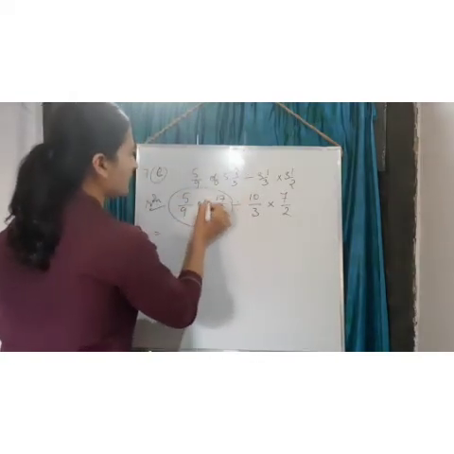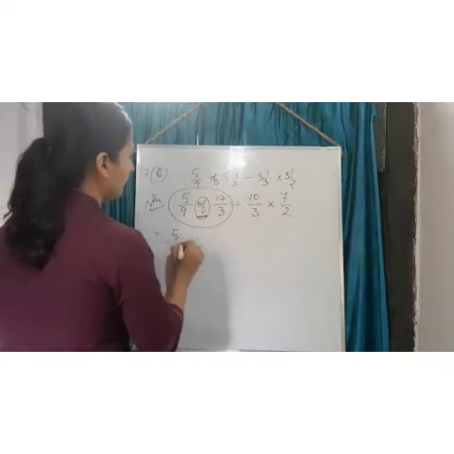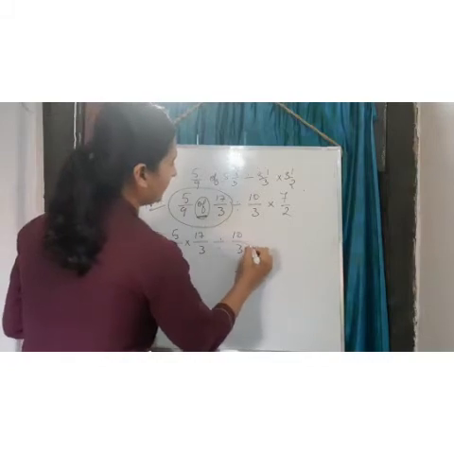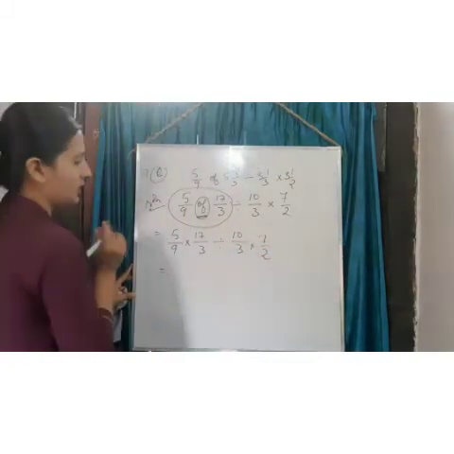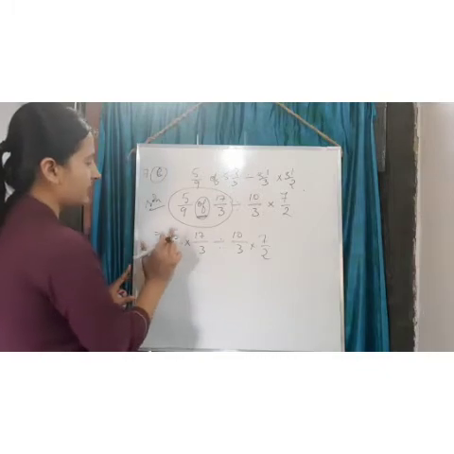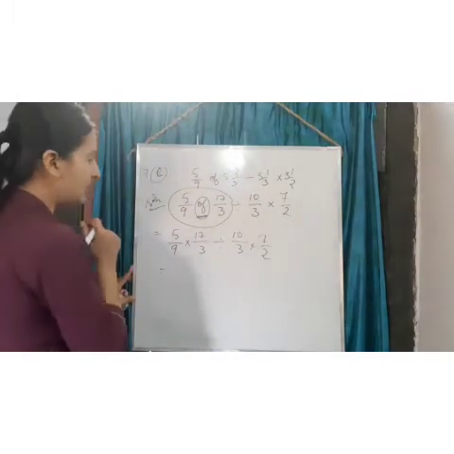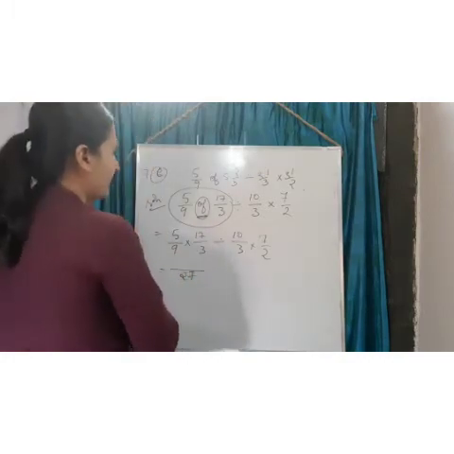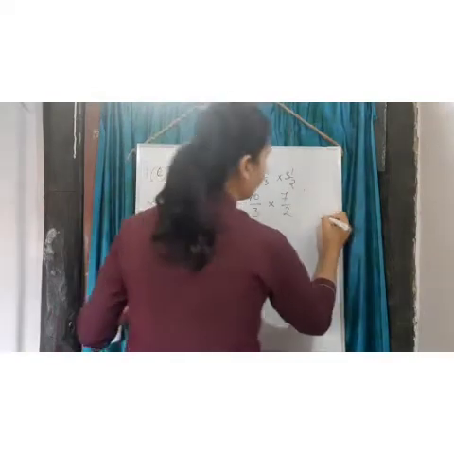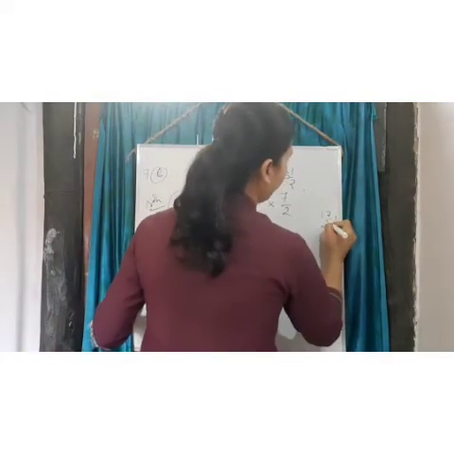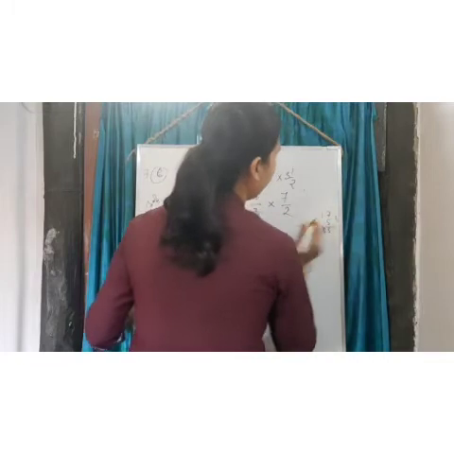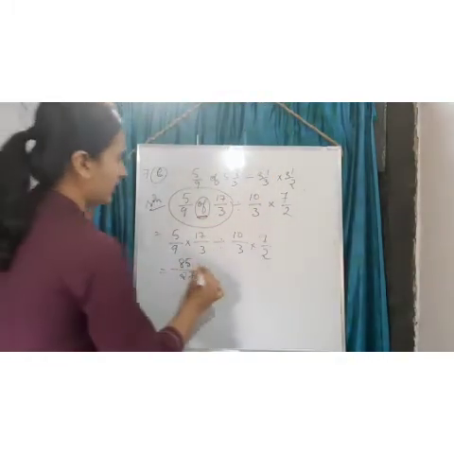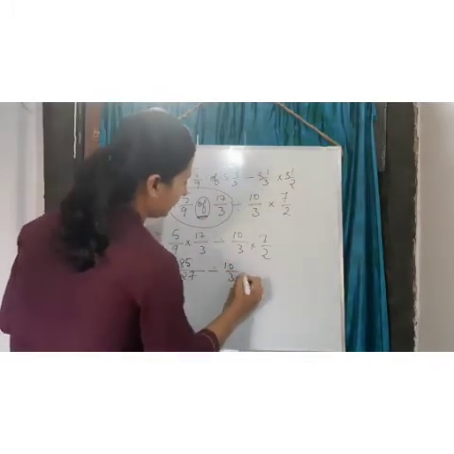First we have to solve the "of": 5/9 of 17/3, divided by 10/3 times 7/2. This is not divisible, right? So what shall we do? We shall directly multiply. 9 3s are 27 and 17 5s are 85. Let us check: 17 5s are 85. Correct? Now divided by 10/3 times 7/2.